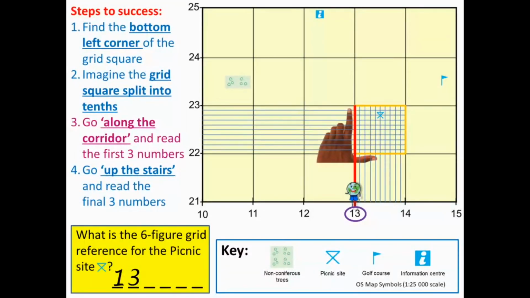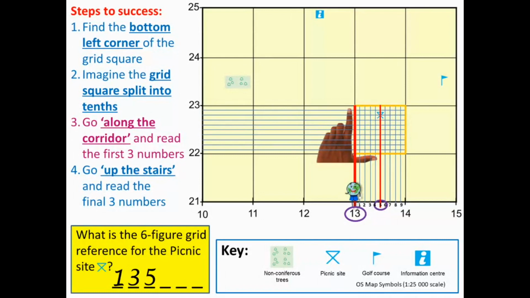Now then, to find the third number of the first part of our grid reference, we need to use these tenths lines, and we find the one that goes through the centre of the picnic site, which is this line here. And if we count across, we can see that this is the fifth line. So number 5 is the third number in our grid reference. So 135 gives us the first part of our six-figure grid reference.